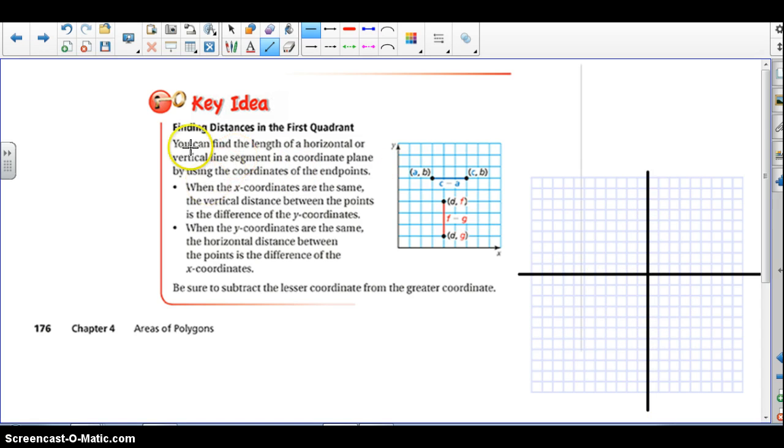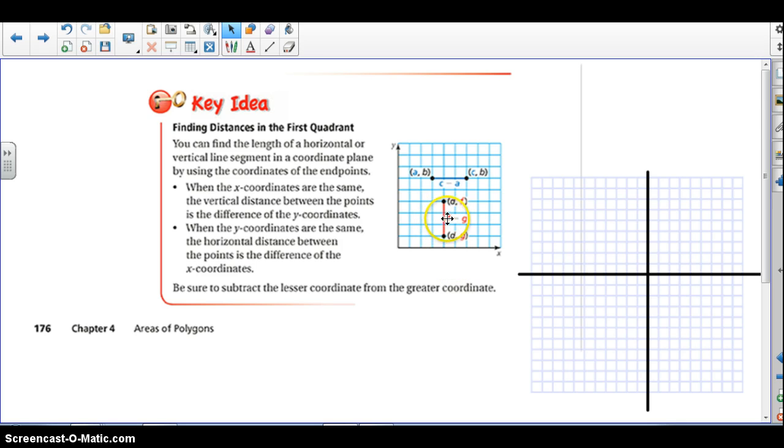But it says you can find the length of a horizontal or vertical line segment in a coordinate plane by using the coordinates of the endpoints. Endpoints, right here. Whatever those coordinates are, that's what you're going to use to figure out the length. When the x coordinates are the same, right here, this one's in the red, D and D, the vertical distance between the points is the difference of the y coordinates. So D and D are the same, you can't change that.